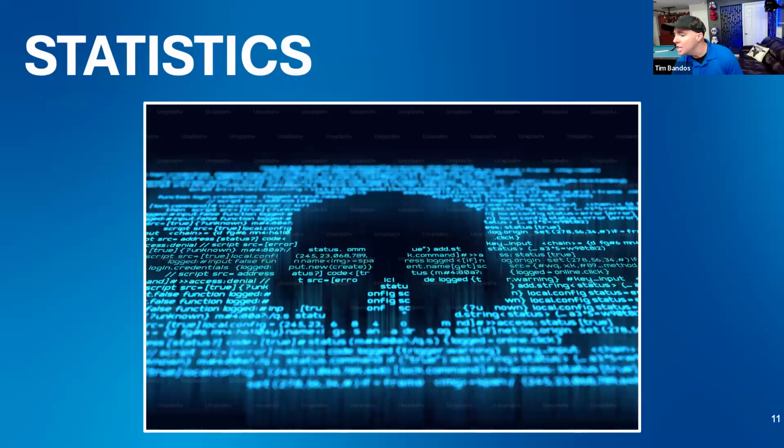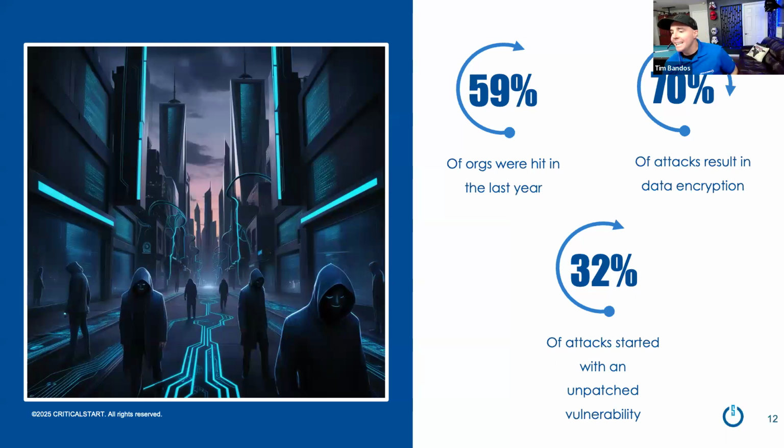So let's go over a couple statistics. Next slide, please. Critical Start has an internal threat intelligence team, so we also compile a lot of these numbers. What we've seen over the past year or so is that 59% of organizations were actually hit in the last year, and that seems really high. But it's a true number. It's a factual number. You might not see all those reportings out in the wild.